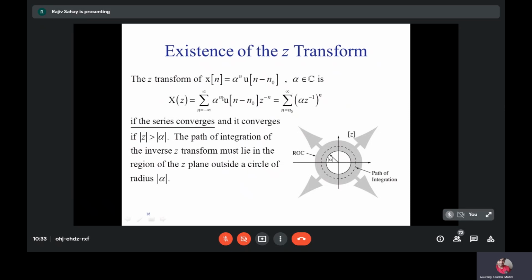So if you now simplify, this is alpha to the power n into z to the power minus n. So you can write it as alpha into z to the power minus 1 whole to the power n. So if you see this, it is something like alpha by z.